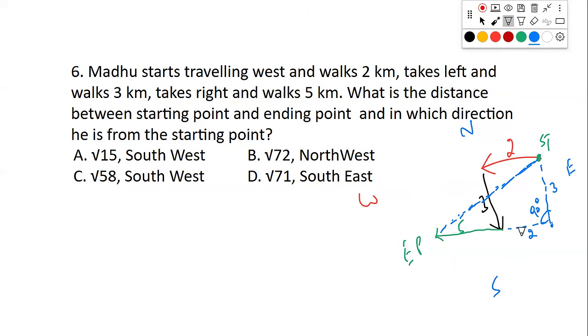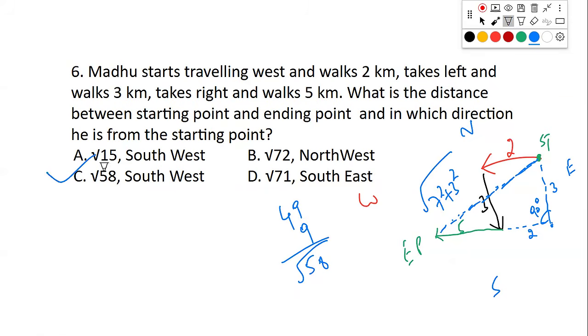So now 5 plus 2, 7 square plus 3 square under root. If I'm getting it wrong, you have to tell me. 49 plus 9, which is 58 under root. So 7 square plus 3 square under root is 58. There is only one answer.